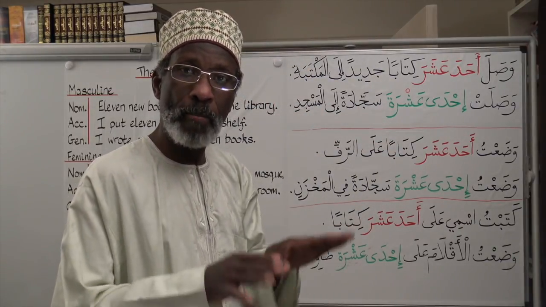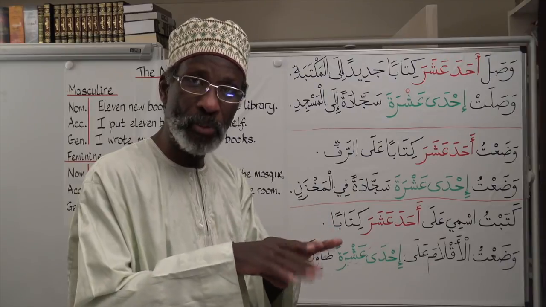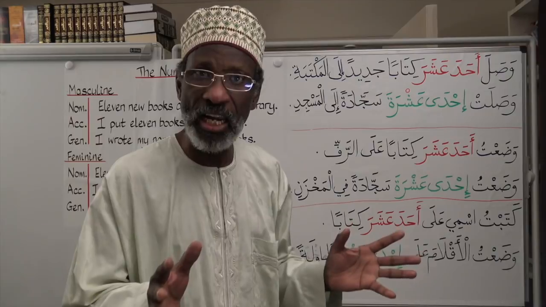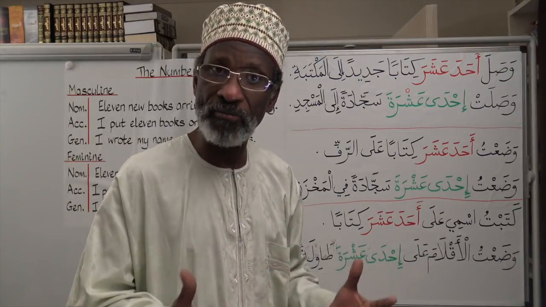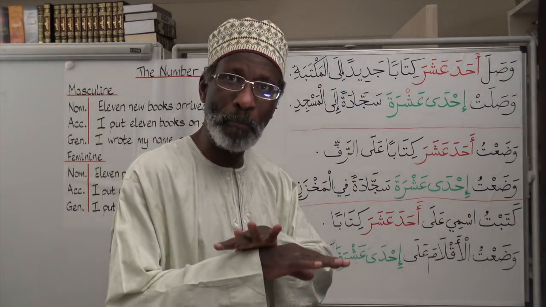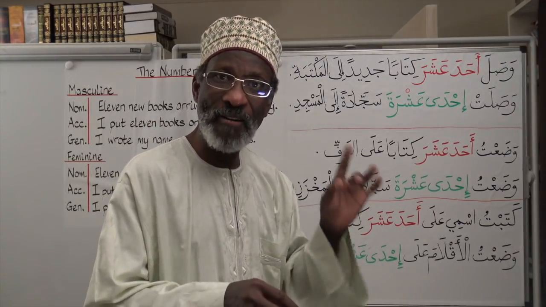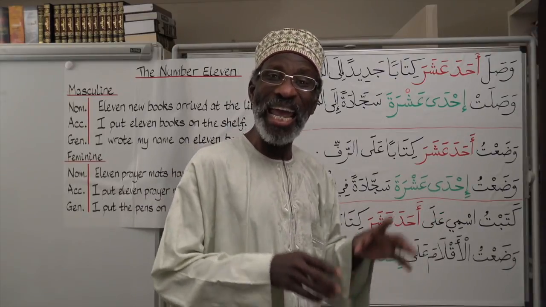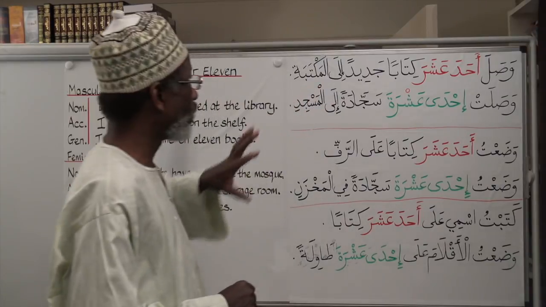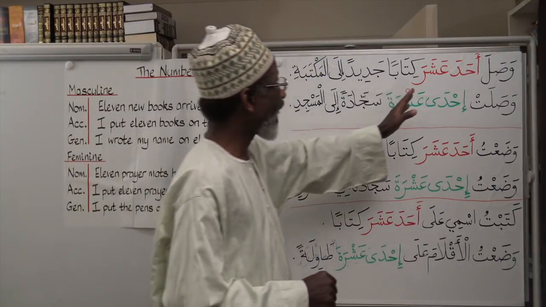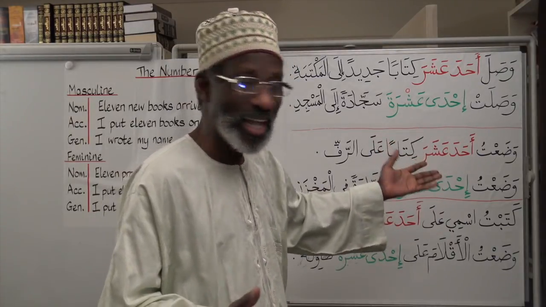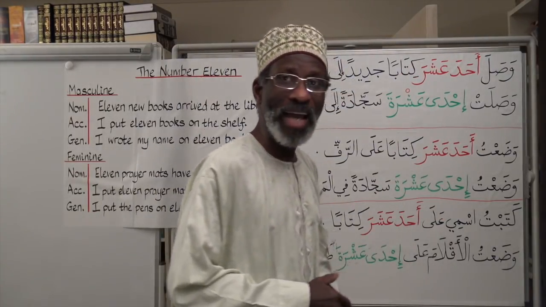Final rule: both sets of numbers will carry the accusative ending, regardless of whether they are in a nominative position, accusative position or genitive position. They will permanently carry that fatha. It is indeclinable. Because this section, you can see, is nominative, because they are acting like the subject. So it's nominative. Nevertheless, it's still ending with the accusative ending.